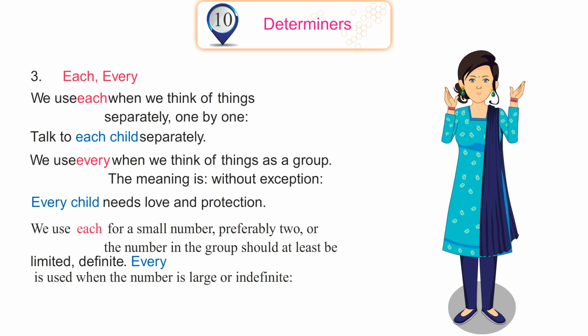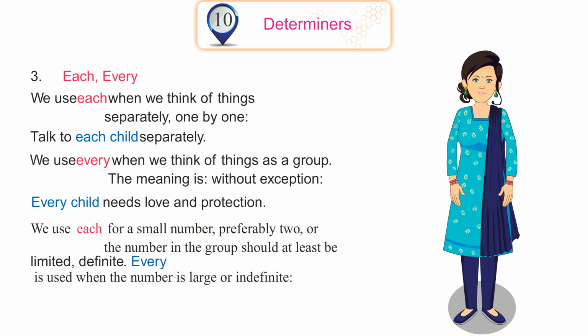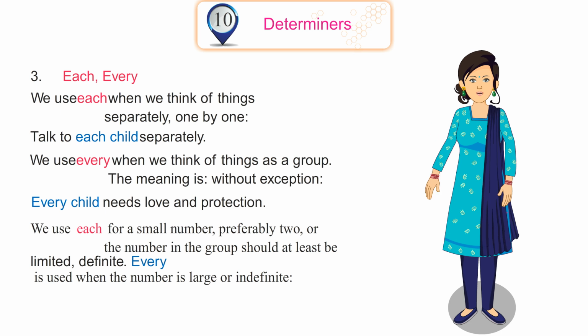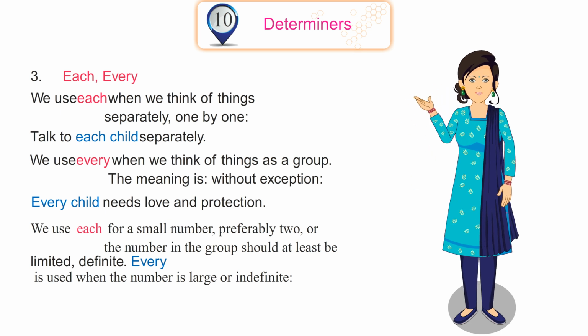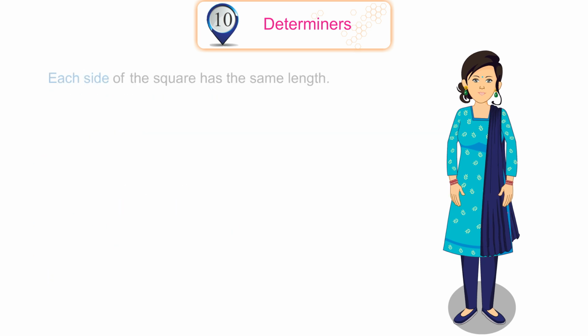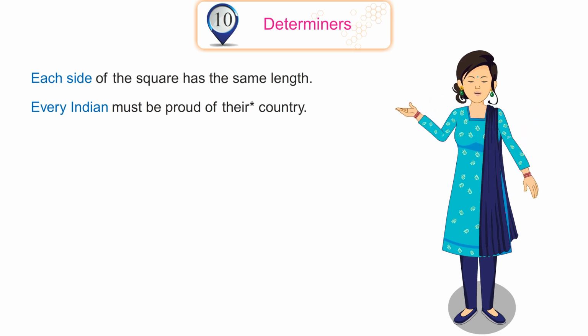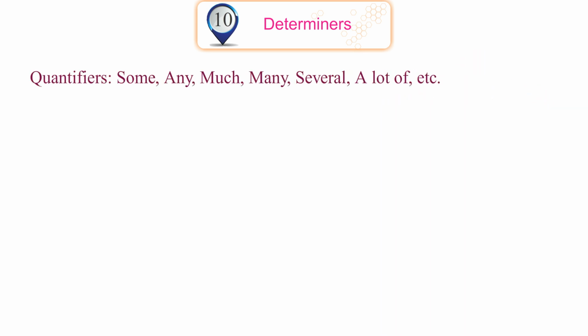We use each of a small number, preferably two, or the number in the group should at least be limited, definite. Every is used when the number is large or indefinite. Each side of the square has the same length. Every Indian must be proud of their country.